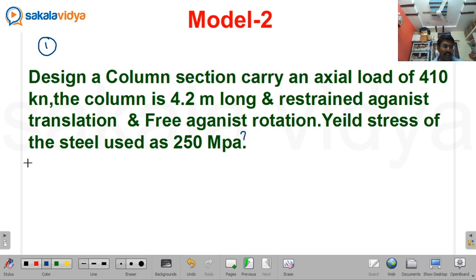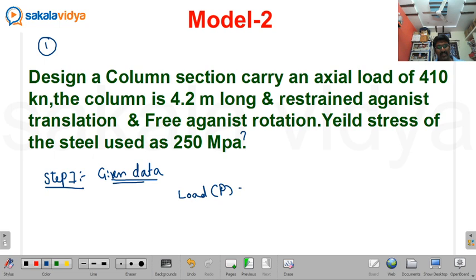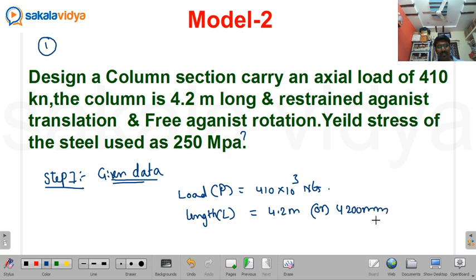So first let us write step number 1, given data. So what is given here? Load is given. Load P is equal to 410 into 10 power 3 newtons. Next, length of the column is given as 4.2 meters or 4200 mm. Next, yield stress of the material is given, that is 250 MPa or Newton per mm square.